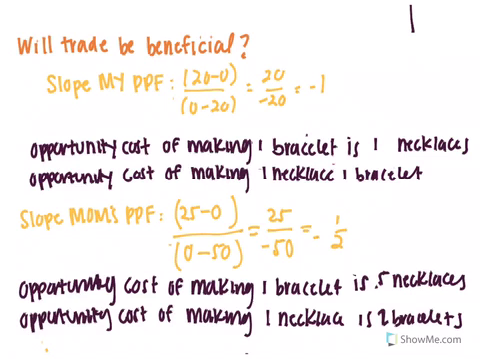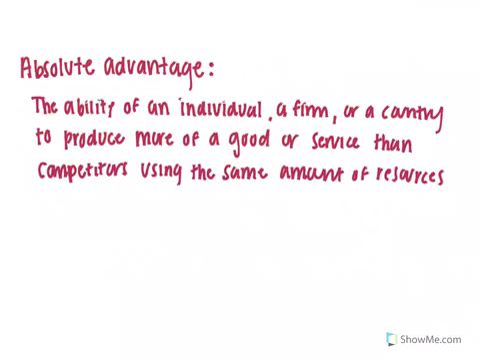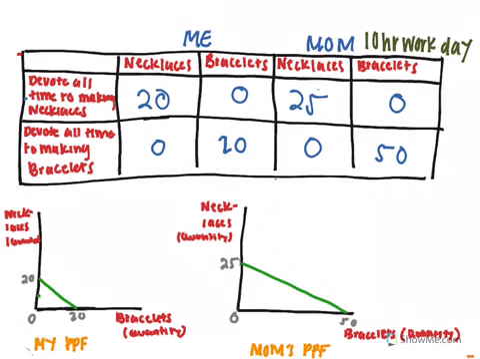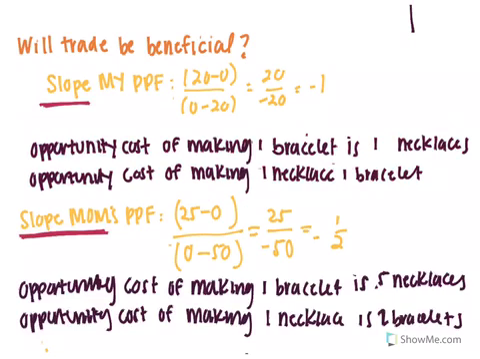To calculate the opportunity cost, we need to calculate the slope for both my production possibility frontier and my mother's production possibility frontier. So going back here, if we take the rise over the run for myself and the rise over the run for my mother, we can calculate the slope for both of our production possibility frontiers. After doing the calculations, we can see that the slope of my production possibility frontier is -1.